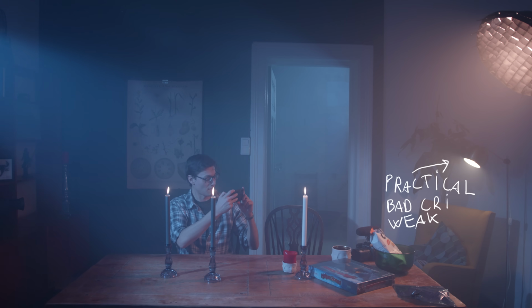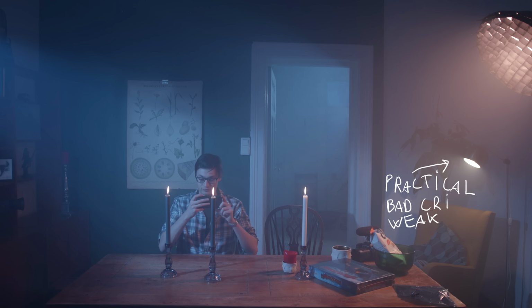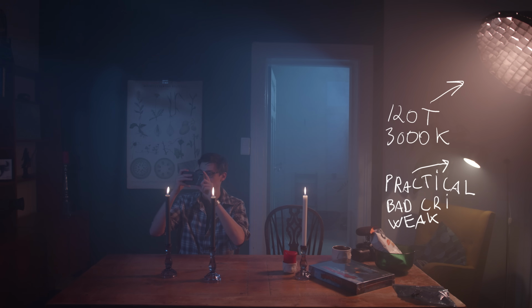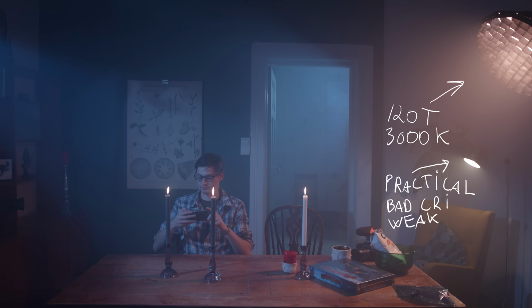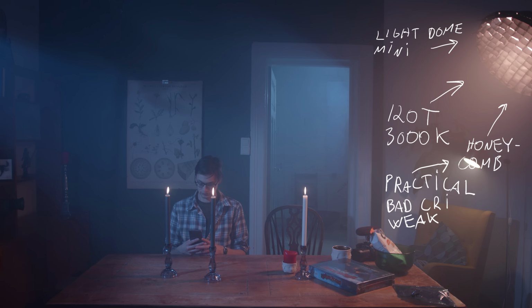As you can see on the right side, we have a practical, a lamp that is visible within the shot. Since the bulb in this lamp didn't have a high CRI value and it's a bit weak, we used the Aputure 120T to simulate the light coming from this lamp. I added a small softbox called Light Dome Mini to make the light a bit softer, and a honeycomb grid to reduce spill and make the light a bit more directional.